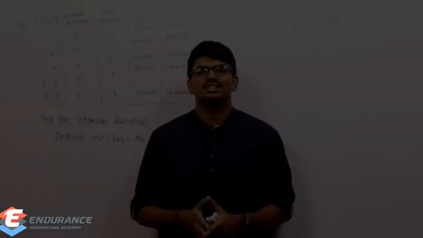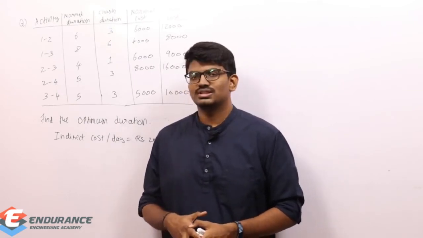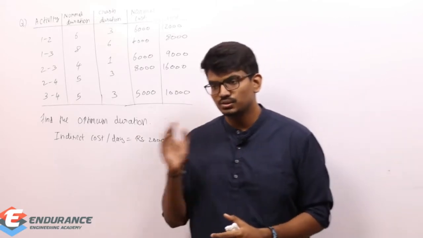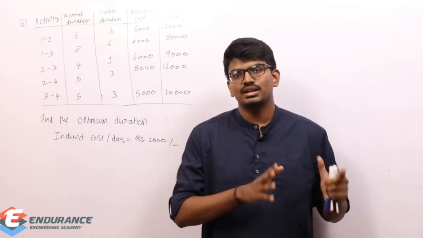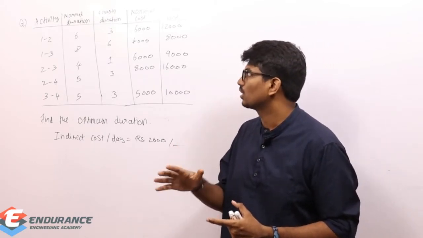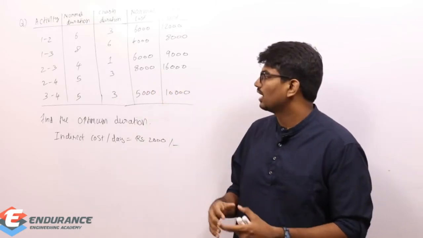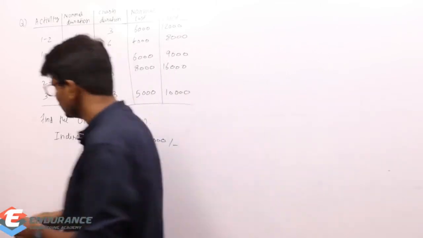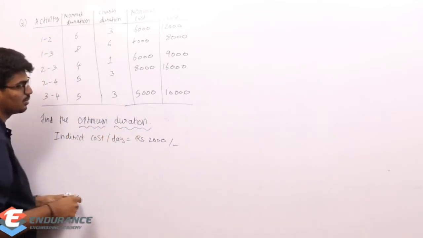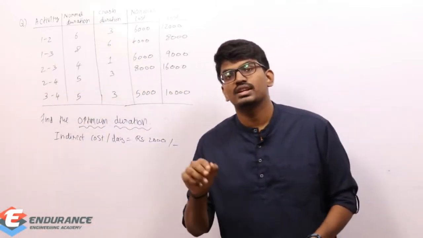Okay, so let us continue with the next question. In project crashing, this is again a simple question but a bit lengthier. By using this question you will understand the complete project crashing. To start with, they gave the activity, the normal duration, the crash duration, the normal cost and also the crash cost. And they are asking what is the optimum duration. We already know what optimum duration means: the duration at which the total cost is minimum. So I need to find that out.